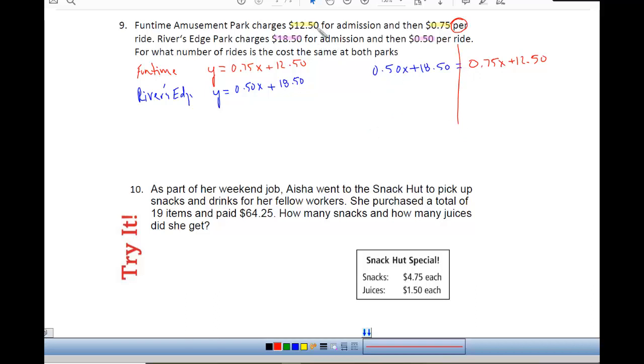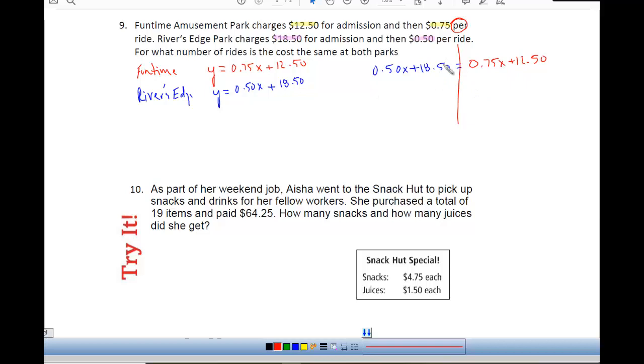So you can see you have a lower initial cost here, but greater cost per ride, higher initial cost, lower cost per ride. So these are pretty standard systems problems. We're trying to determine when it becomes to your advantage. How many rides do you need to ride before this park is cheaper, since you're going to pay $6 more to enter? And if you were only going to ride a couple rides, then Funtime Amusement Park's going to be the cheaper option. So when do you see value here? How many rides do you have to ride before River's Edge actually becomes the cheaper park to go to?